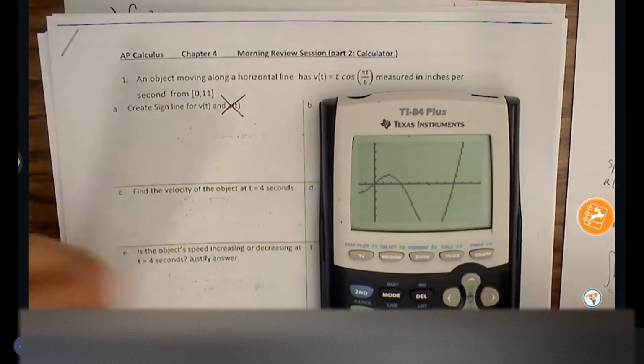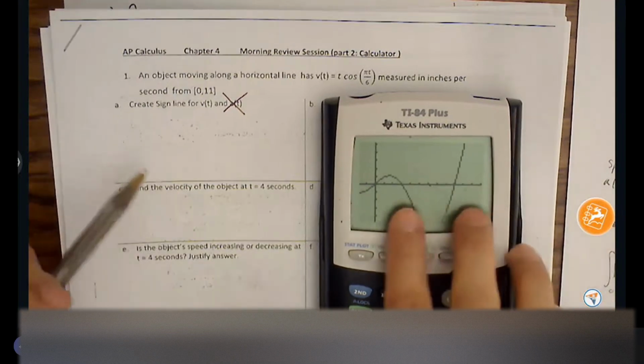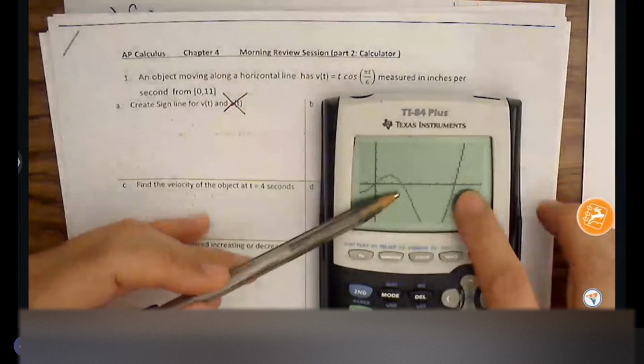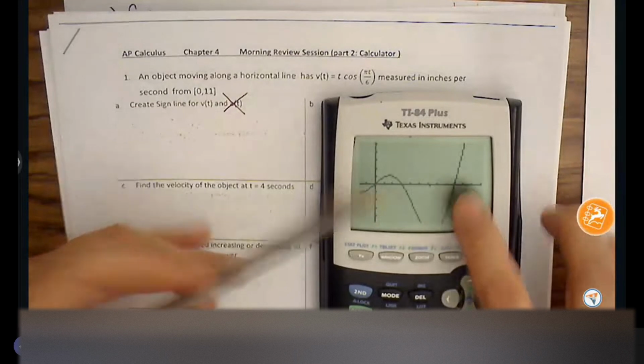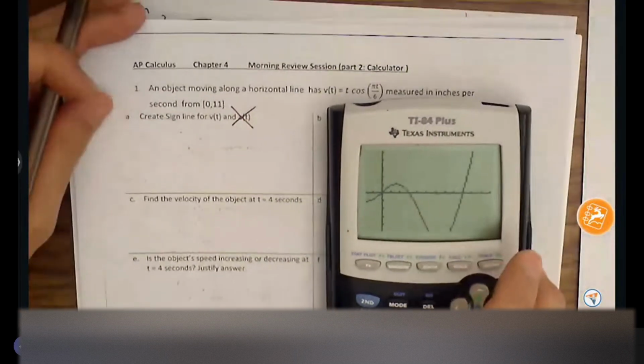Okay. Create sign line for velocity. So I know I'm looking for x-intercepts. That's when velocity is 0. Those are my critical points.